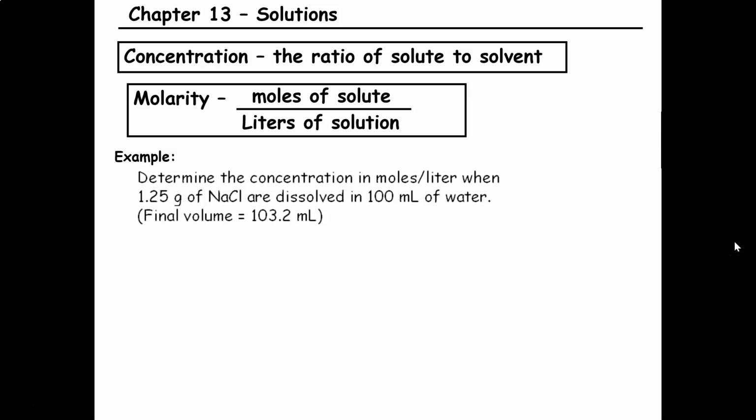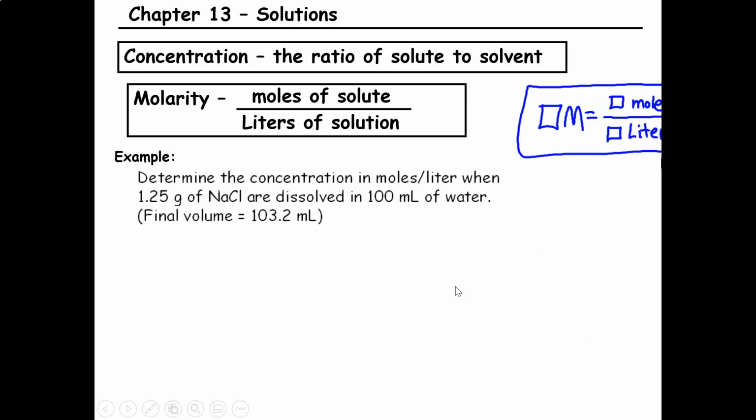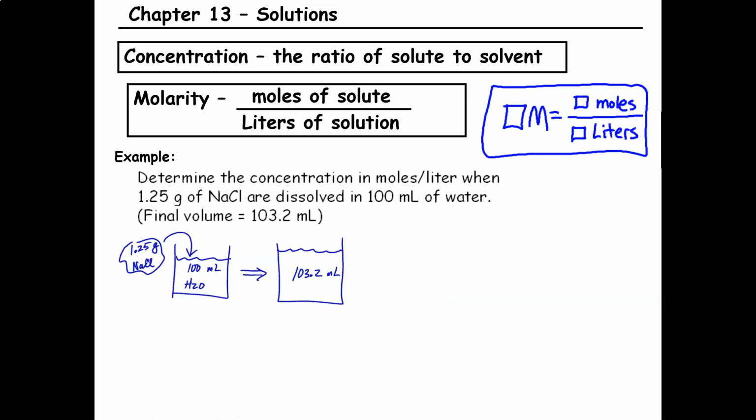Determine the concentration in moles per liter when 1.25 grams of sodium chloride is dissolved in 100 milliliters of water. The final volume is 103.2. Now, notice what happened here. This is similar to the last one, but if I start off with 100 milliliters of water and I add 1.25 grams to it, its volume is going to increase. So that's something you've got to take into account.